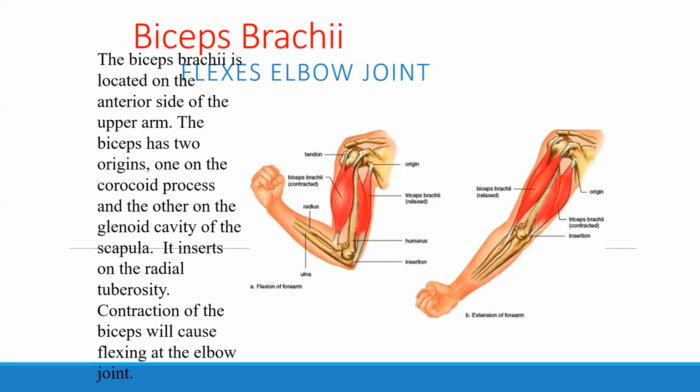And so what we do when we contract the biceps brachii, it pulls on the radial tuberosity, it pulls the radius backwards, and you end up touching your shoulder with your fingertips. The biceps, we say flexes the elbow, flexes the elbow joint.